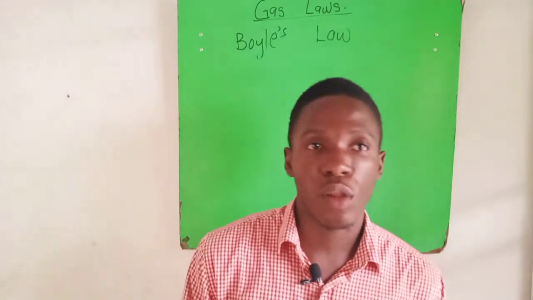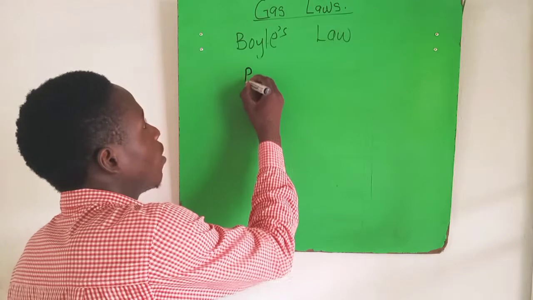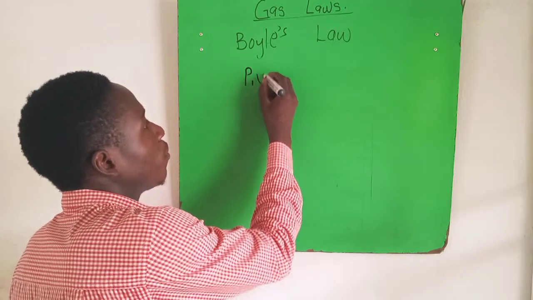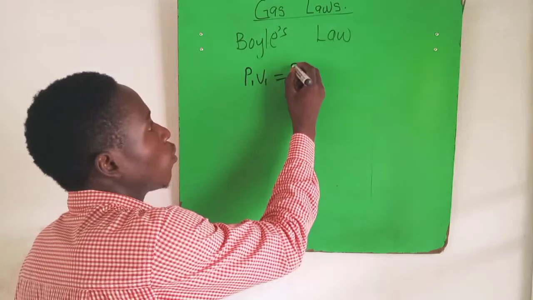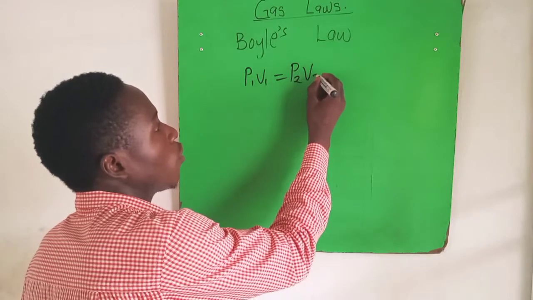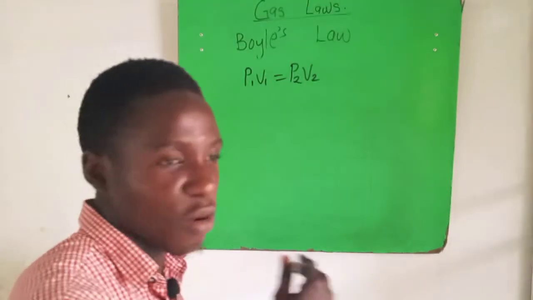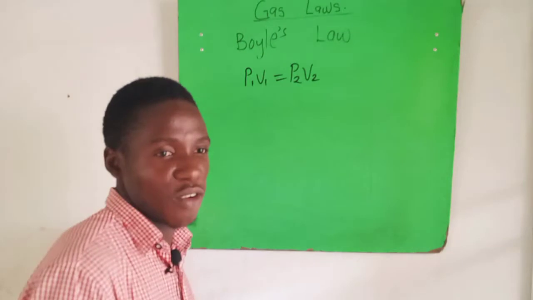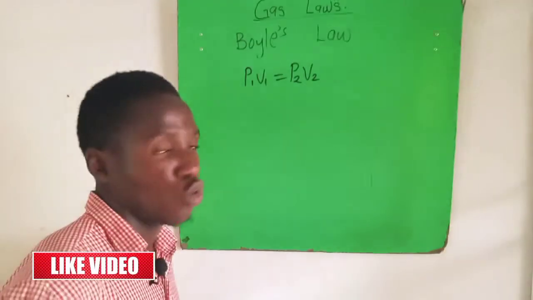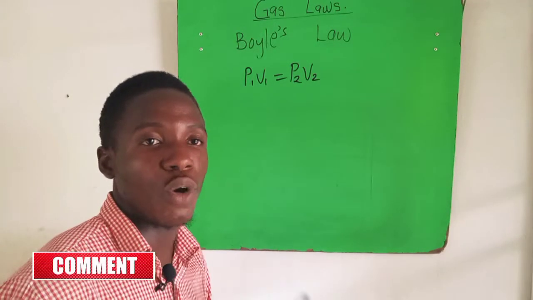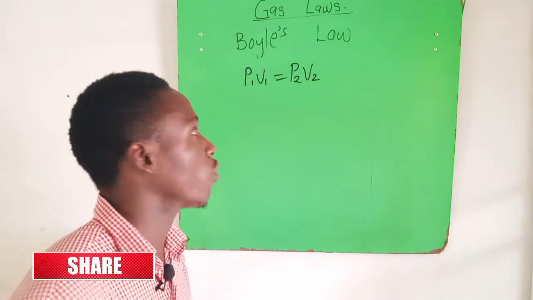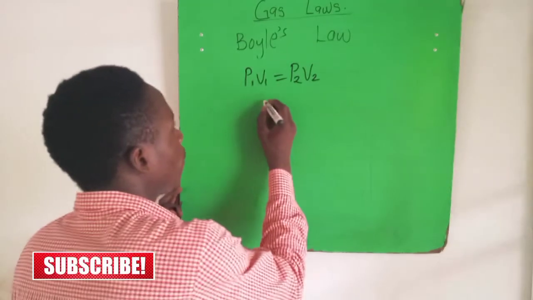So we are discussing Boyle's law. Mathematically, Boyle's law can be stated as P1V1 equal to P2V2, for two states of a gas. Now I want to discuss the graph of Boyle's law to show the relationship between pressure and volume as stated in Boyle's law. Let's say we have a graph.